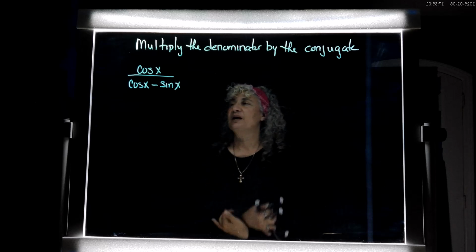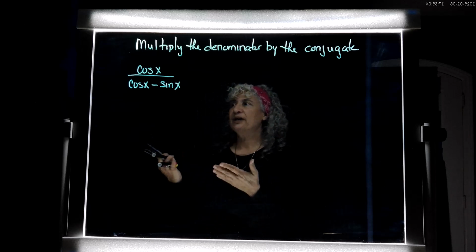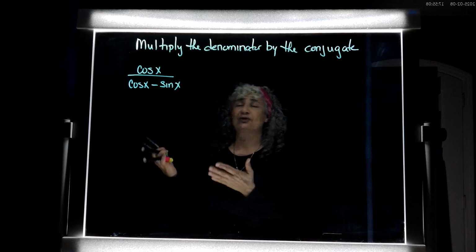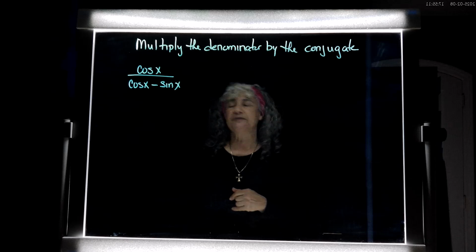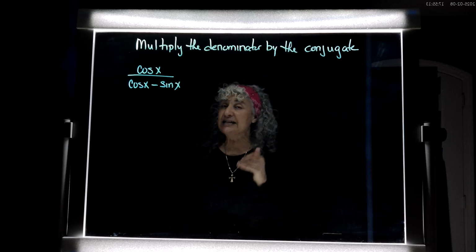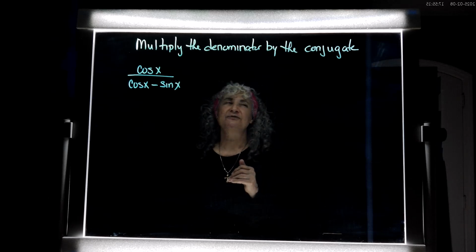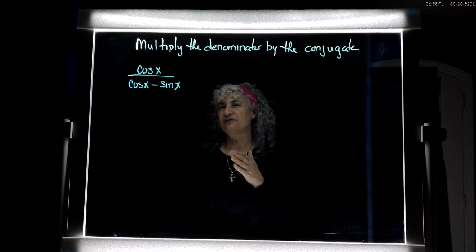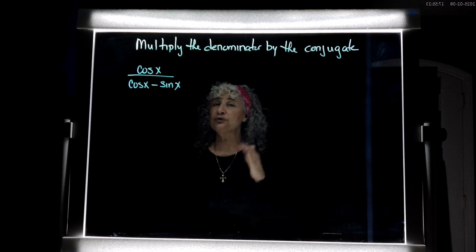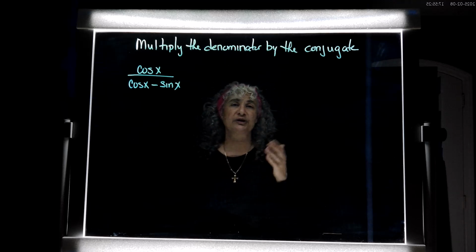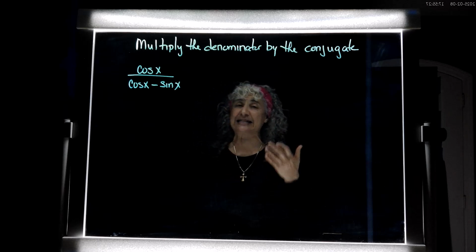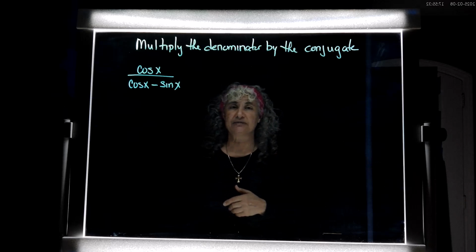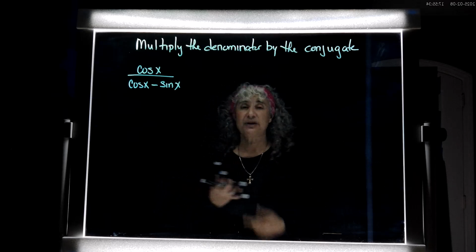Are you with me? Now, some of you may be asking, well, why would I bother multiplying the denominator by its conjugate? What's the point? Here's the deal. This technique is used in simplifying some complex rational expressions involving trig functions, but it's also used in solving trig equations. So it's a very handy technique. So if you're wondering when you're going to use it, that's when you're going to use it. Got it?